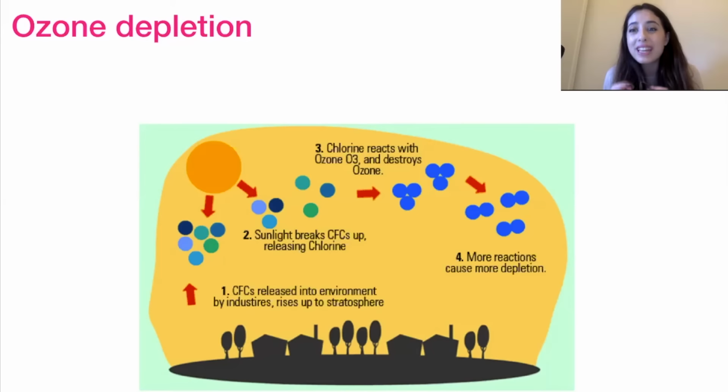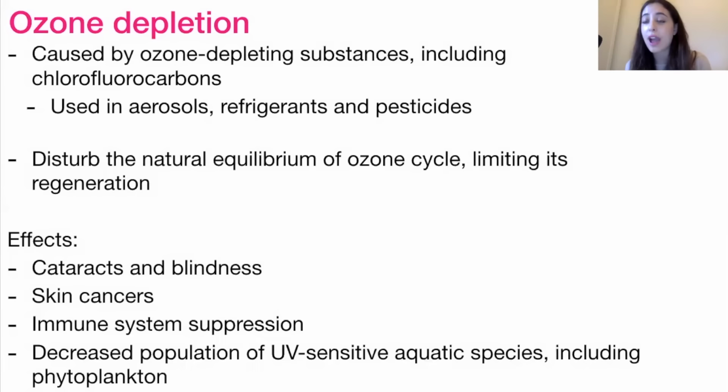The biggest problem when it comes to chlorofluorocarbons is that not only are they highly reactive, but they last for a long time once they're released. So the amount of ozone molecules that one single chlorofluorocarbon molecule can break up is tremendous. Ozone depletion is caused by ozone depleting substances, the main one being chlorofluorocarbons, which are released from a variety of sources like aerosols, refrigerants, and pesticides. The thing to note is that ozone naturally goes from ozone to oxygen in a natural cycle. The problem is that we limit the regeneration part of the cycle and render it a non-renewable resource.